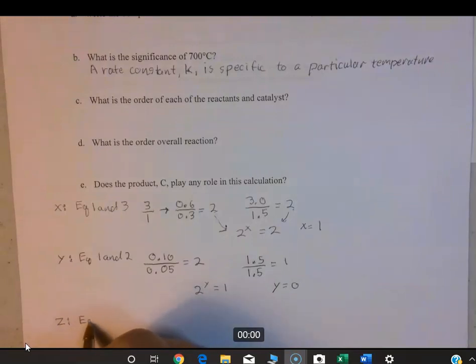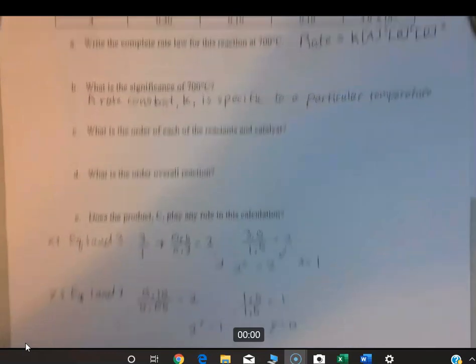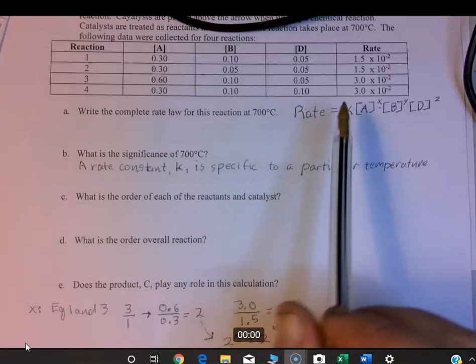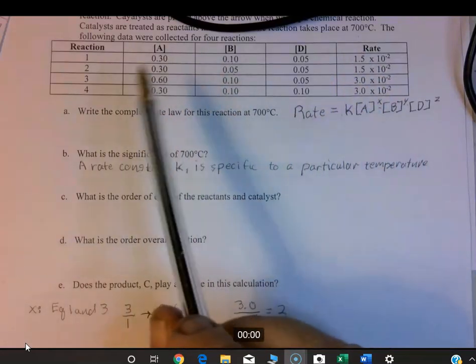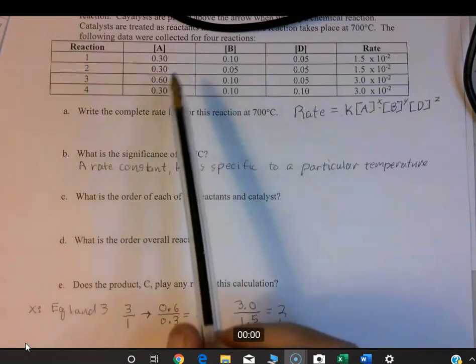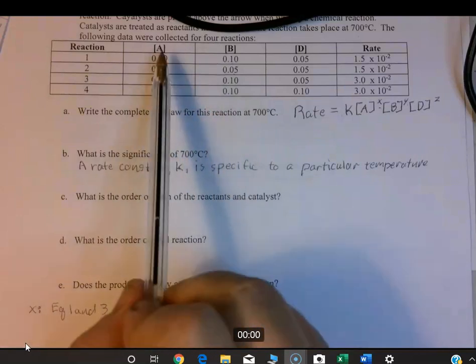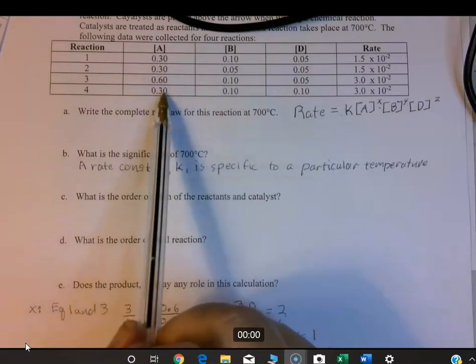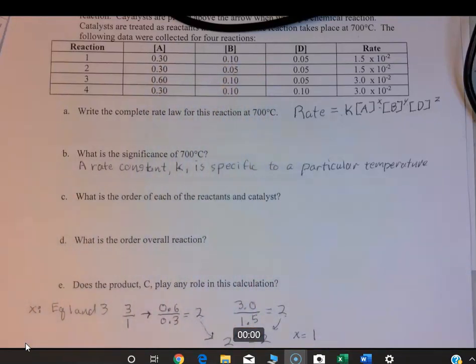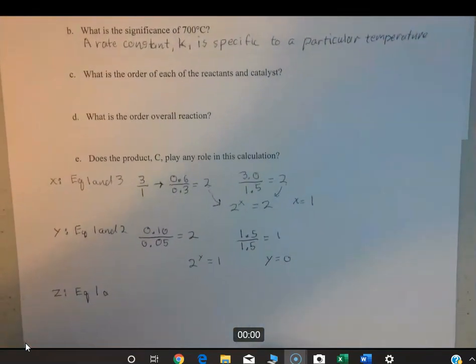And what two equations? Look at that and figure that out. So now what we're trying to do is find out how a change in D affects the rate. So we need to find two reactions where A and B are held constant. And the two that I see are 1 and 4. So A stays at 0.3 in both cases, and B stays at 0.1 in both cases. So those are the two that we're going to deal with. So we're going to do equations 1 and 4. So now I'm going to come back down here.